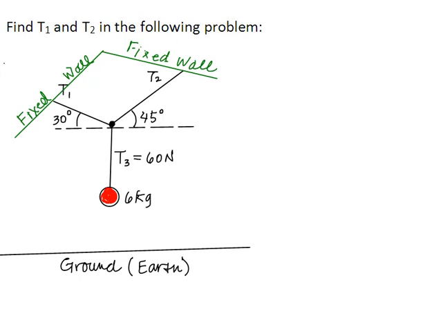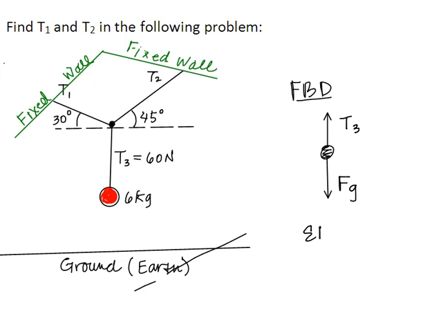Okay, so to solve this question for T1 and T2, we should start by drawing a free body diagram of the hanging mass, the red object. It's hanging from a string that I labeled T3, and it is on the plane of Earth, so there's a force due to gravity. And this force due to gravity, so it would be our T3.